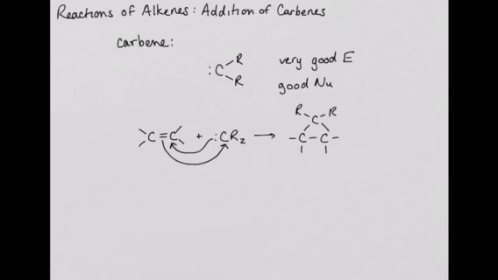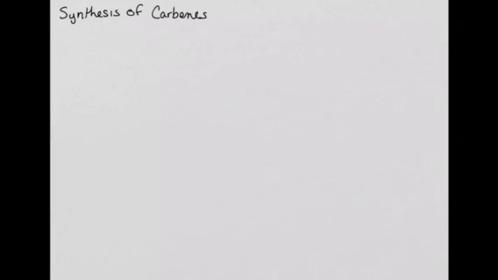cyclopropane. Once the carbene is formed, the mechanism of addition to the pi bond is always the same, but the way that we form the carbene can change depending on the structure of the type of carbene we're trying to make. Let's look at some of those examples now. There are several ways to synthesize a carbene. We will talk about 2.